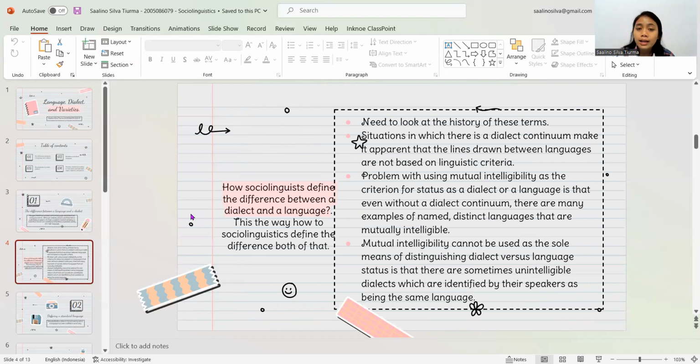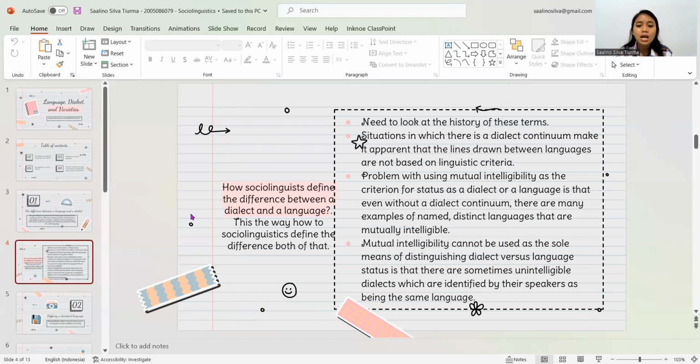The first one is the need to look at the history of these terms. Second is that situations in which there is a dialect continuum make it apparent that the lines drawn between languages are not based on linguistic criteria. The third is the problem with using mutual intelligibility as the criterion for status as a dialect or a language, which is that even without a dialect continuum, there are many examples of named distinct languages that are mutually intelligible.